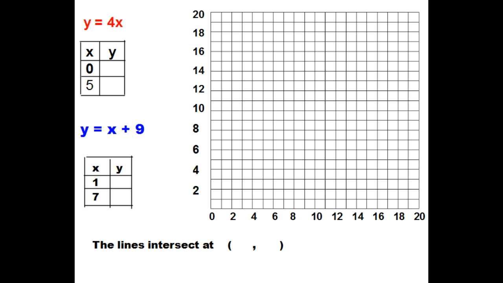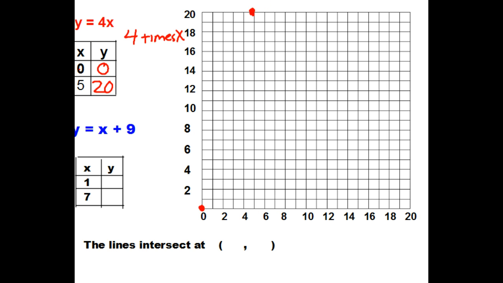Let's try a few more examples out so you can just see again. y equals 4x. Remember, 4x really means 4 times x. So 4 times 0 is 0, and 4 times 5 is 20. Put my point in, 0, 0. Remember, that's the origin. And 5, 20, all the way up here at the top. Connect my 2 points.